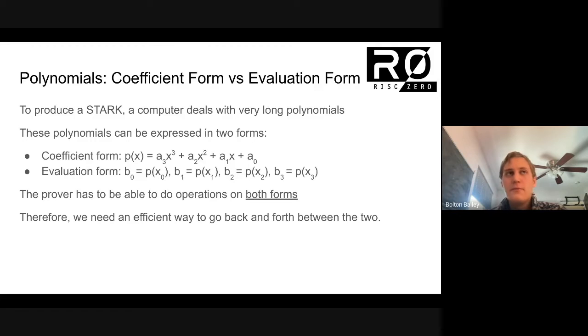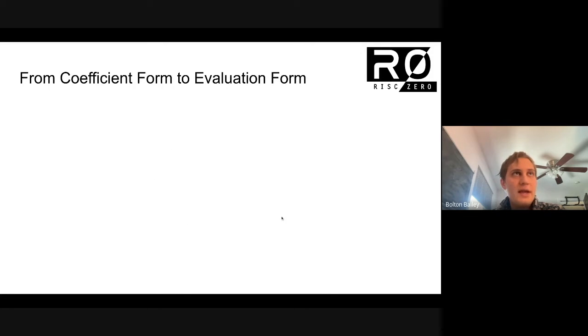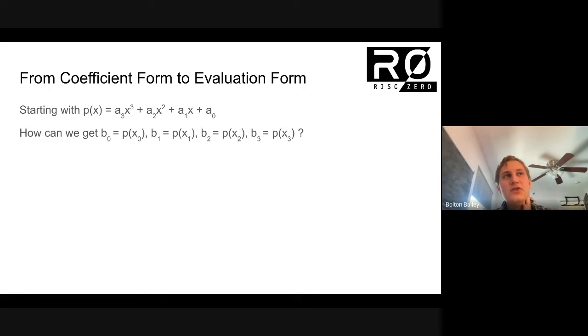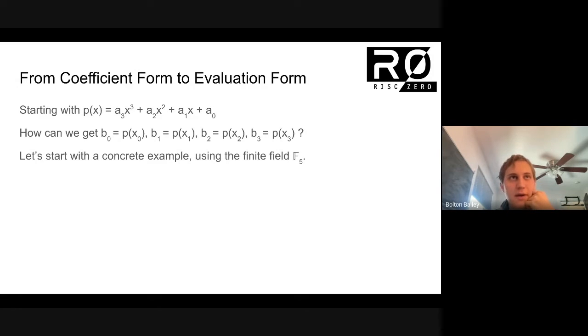Okay, maybe I should move on and talk about how we can go from coefficient form to evaluation form. So, starting with some polynomial, we would like to evaluate it at 4 different points. And perhaps we can start with a nice concrete example using the finite field F5. So this is the finite field that has 5 elements.